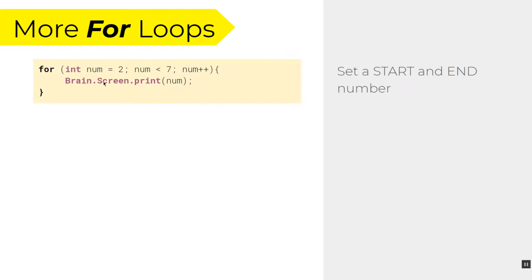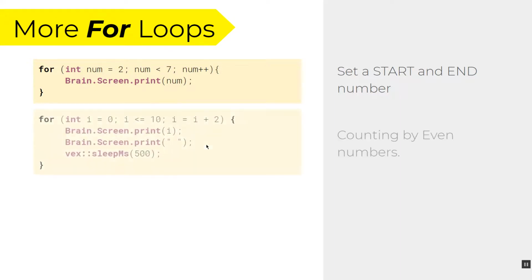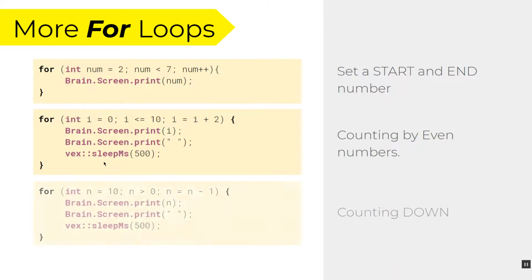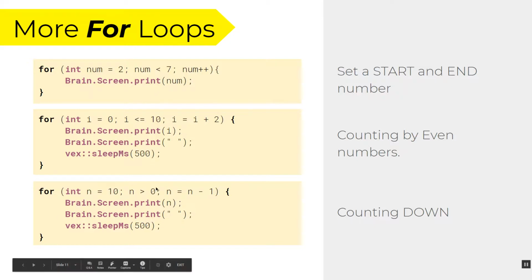So here we're actually starting at 2, not 0, and we're going until 7. In this example, we actually count by even numbers. So it goes 0, then 2, then 4, then 6, and so forth. In this one, we count down. So this one's really cool because these for loops are pretty neat because you have so much control of your iteration and how it's going to be counting. But it is very much all about counting. So it's great for things that need to count.